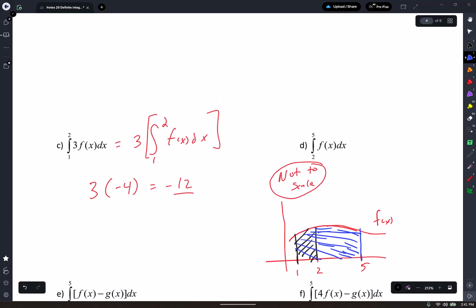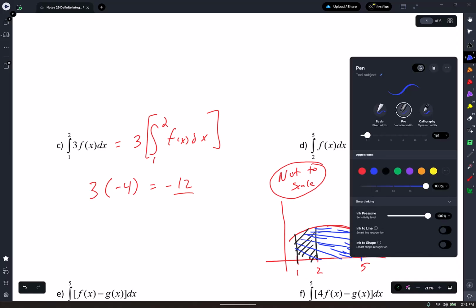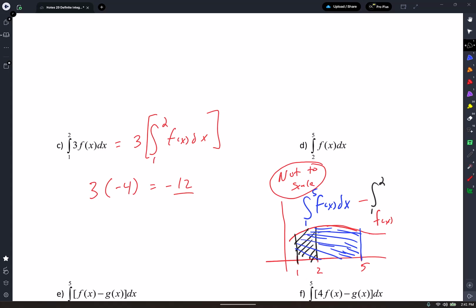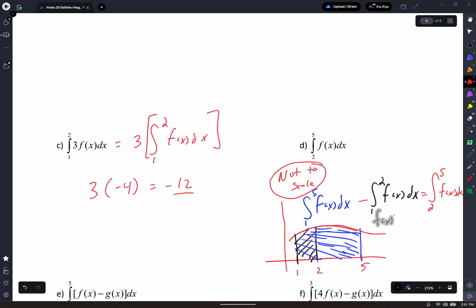So what did I do? Here's my hack. I took the area from 1 to 5, and I'm going to write that in blue. So I'm going to write the integral from 1 to 5 of f of x dx, and I'm going to subtract the integral from 1 to 2 of f of x dx, and that will give me the area from 2 to 5. Let me move that f of x so you guys don't get confused. So I take the area in the blue, I subtract the area in black, and do you guys agree that will give me the area from 2 to 5?